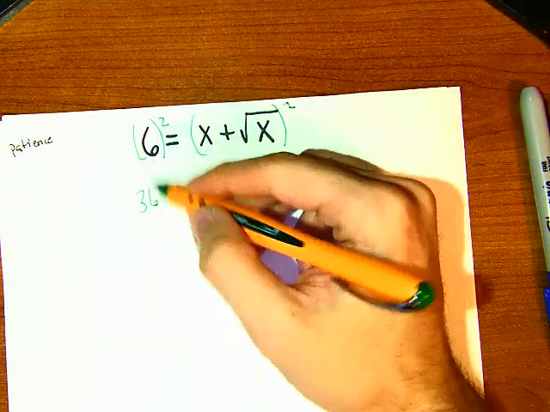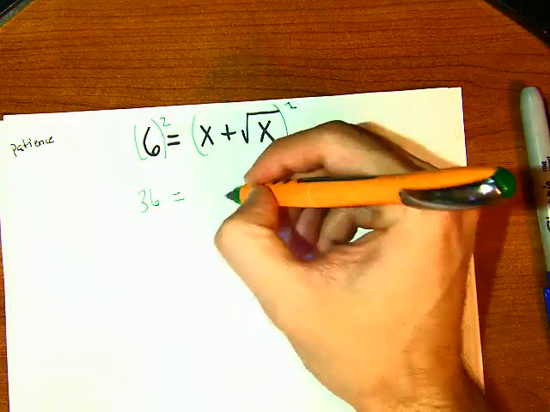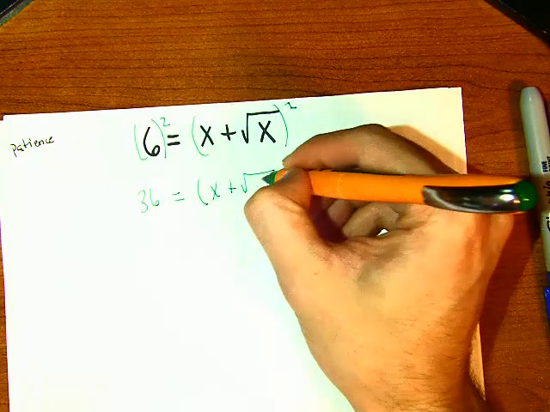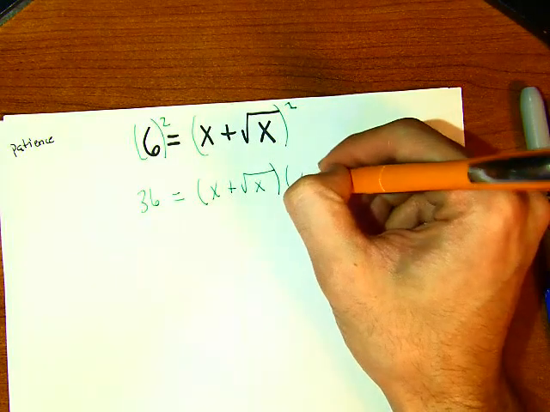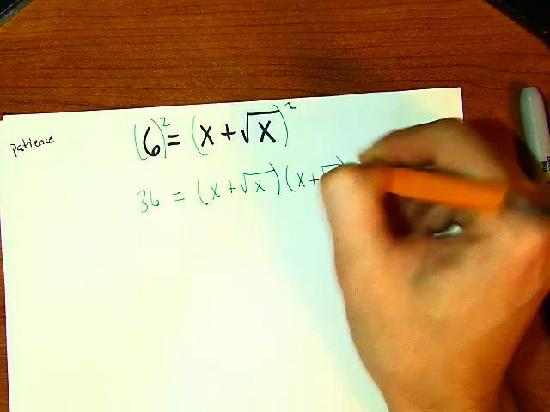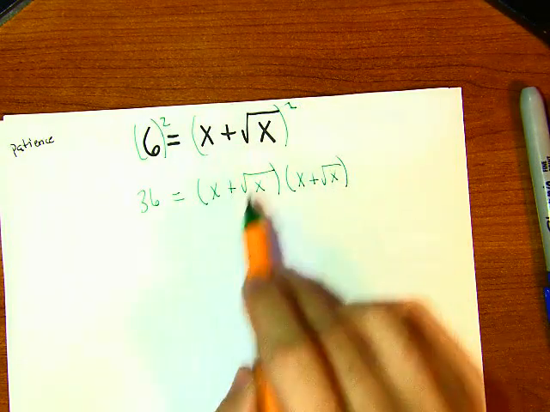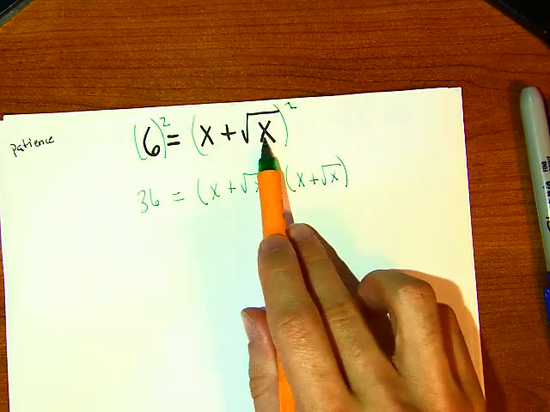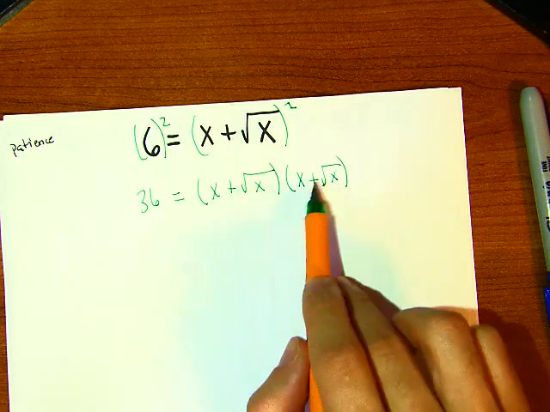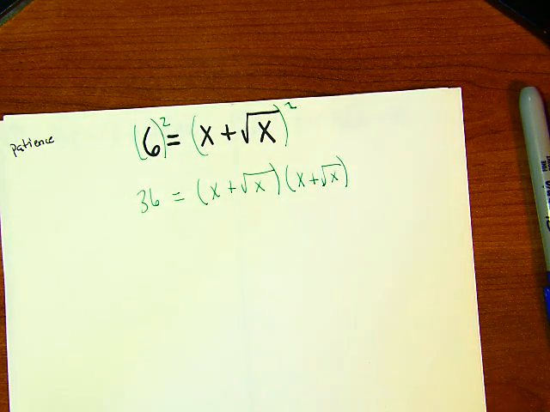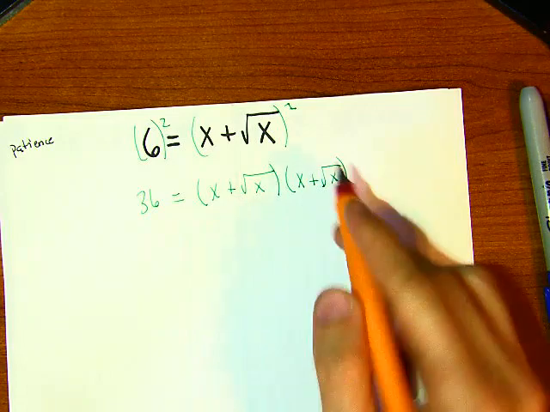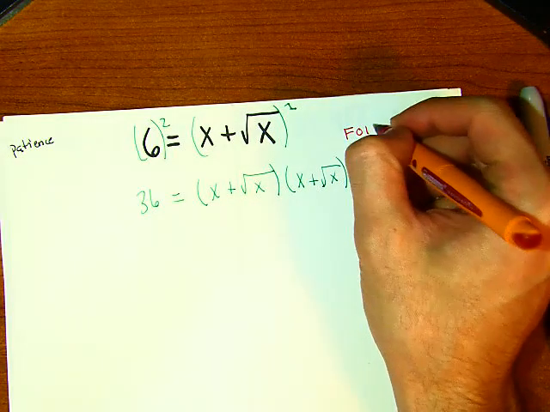You get 36, right, is equal to, well, let's see, this is x plus square root of x times x plus square root of x, right? Because if you were to square this, it's this times itself. And this is what it is. And then how do you multiply this times this? Well, you have to do FOIL, right?